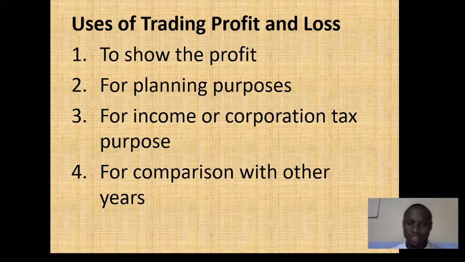Then for comparison with other years, such account tells you the rate at which your business is progressing. If your business is progressing or not, or the rate at which it is progressing. This is what this account helps us to do.